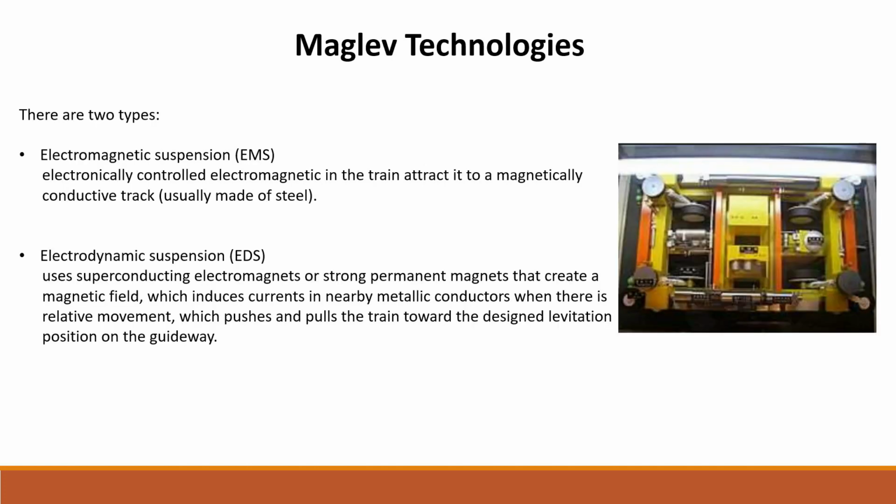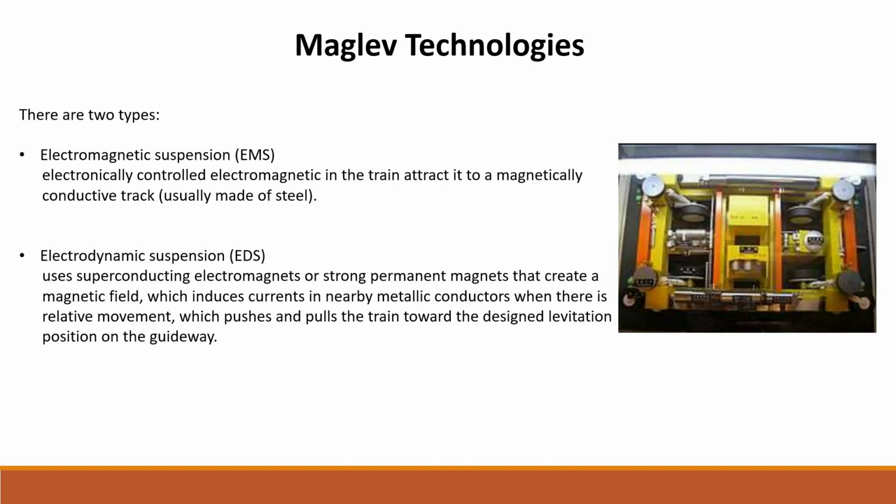And next part I want to introduce maglev technologies. There are two types. The first is electromagnetic suspension, which is EMS. It means that the system is electronically controlled, with electromagnets in the train attracted to a magnetically conductive track. The track is usually made of steel. And the second is electrodynamic suspension, which is EDS.